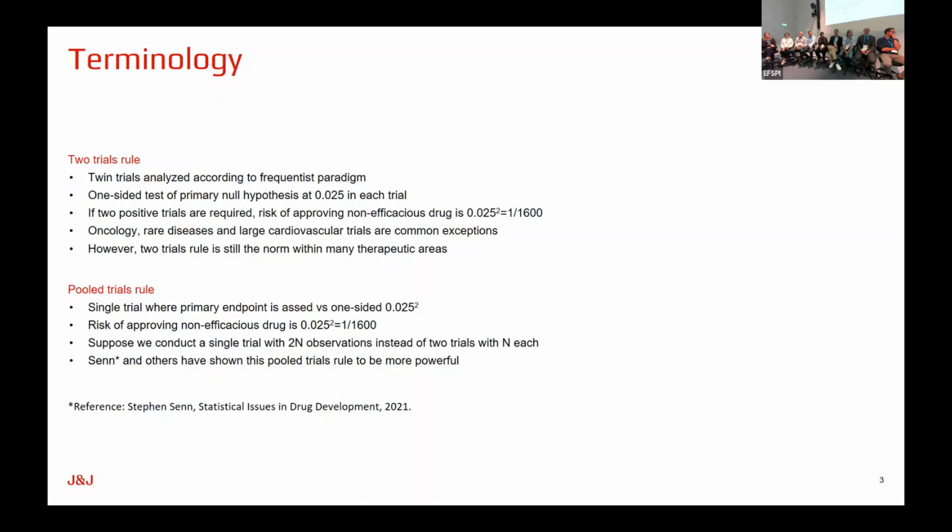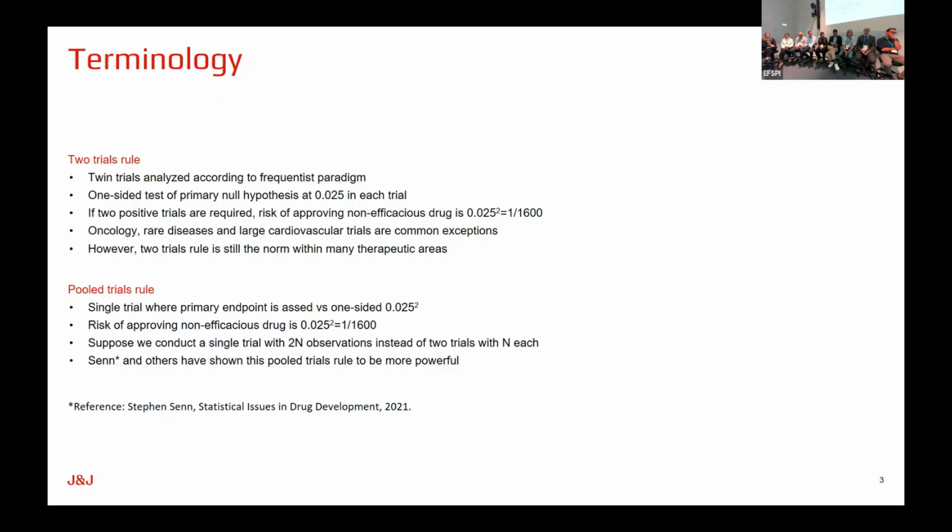I think there are exceptions. In oncology, I think it's more common not to do this. Rare diseases, of course, and I would add large cardiovascular trials. I'm sure there are other exceptions as well, but still, at least in my experience in the therapeutic areas I worked in or am working in currently, it's very common that the two twin trials are essentially mandated. So you could think, could there be alternatives to this?